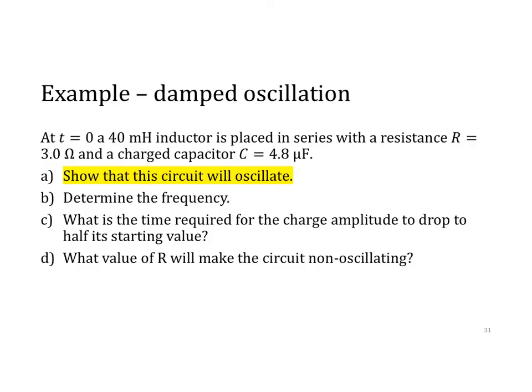So here's an example of damped oscillation. At t equals 0, we have a 40 millihenry inductor placed in series with a resistance of 3 ohms and a charged capacitor of 4.8 microfarads. So this is going to be our L that we're given. We've got an R and a C. It's charged up, so it's like the information that I just gave you. First we want to show that this circuit will oscillate.